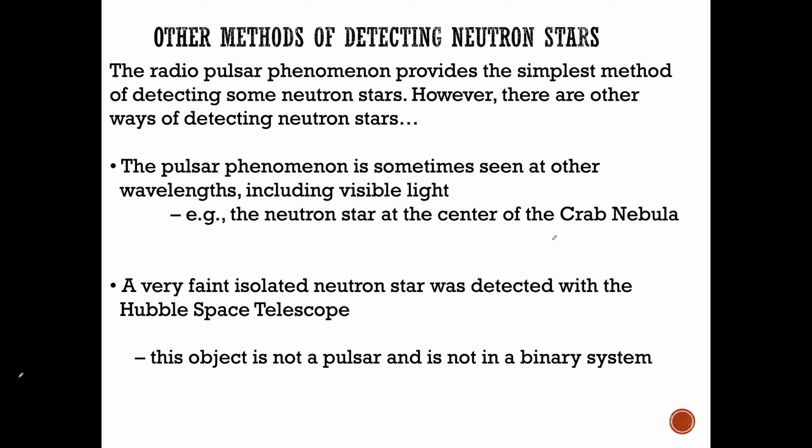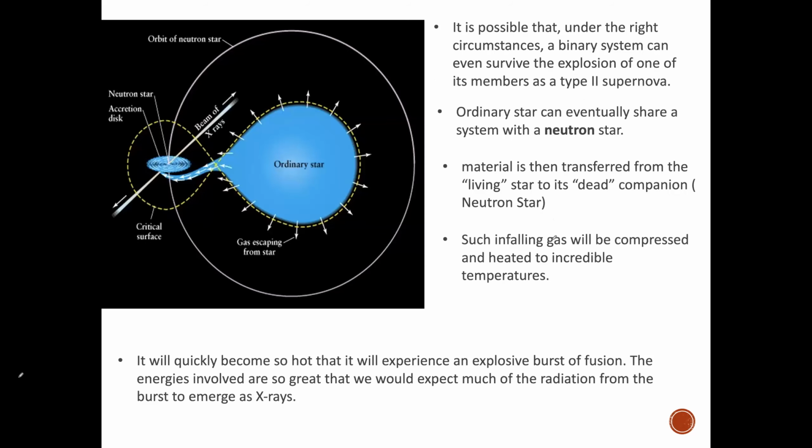But there are other ways of detecting neutron stars, because the pulsar phenomena can be seen at other wavelengths, including visible light. Sometimes telescopes like the Hubble Space Telescope may be able to detect these very faint stars, because the technology is higher and this particular telescope is in space, which means it can avoid the atmosphere and observe these faint stars.